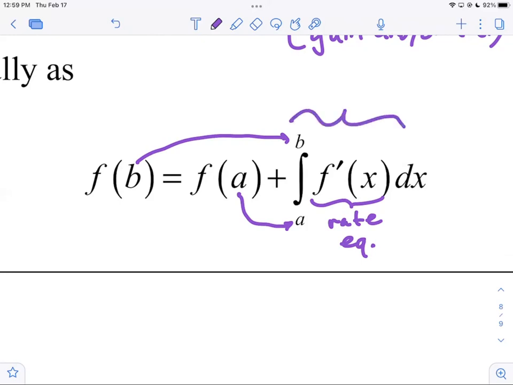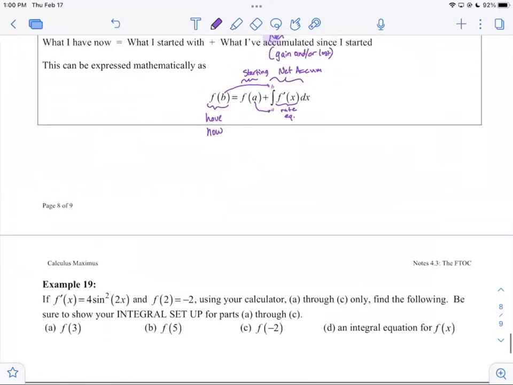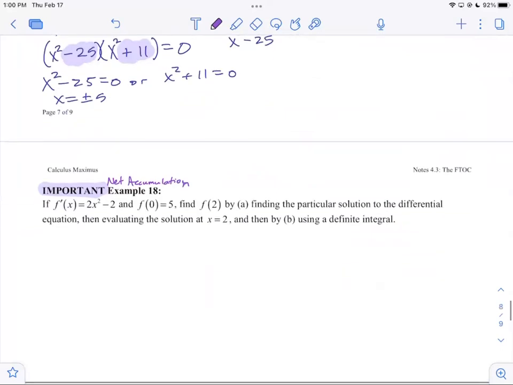This piece here is your net accumulation. This is your starting amount. And this is what you have now. It's kind of like your position now is your initial position plus your net accumulation of position units using the rate equation, which is velocity. Let's come back now and look at example 18.